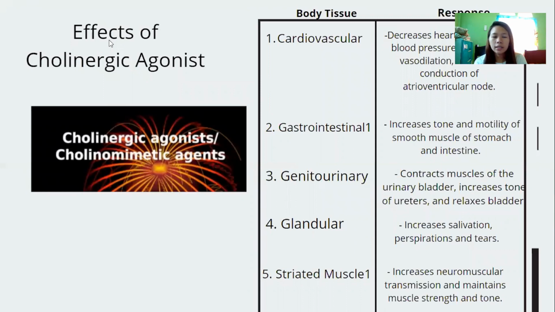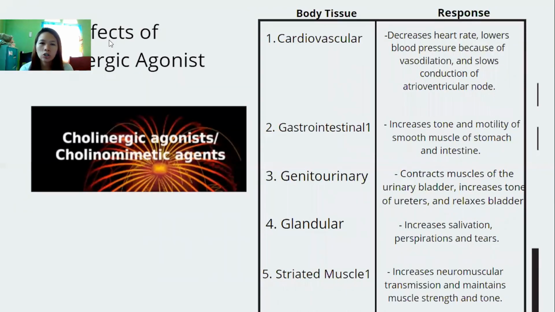So these are the effects of cholinergic agonists. In the body tissue, the cardiovascular response: decreased heart rate, lowered blood pressure because of vasodilation, and slowed conduction of the atrioventricular node.